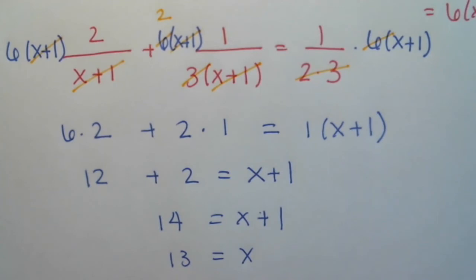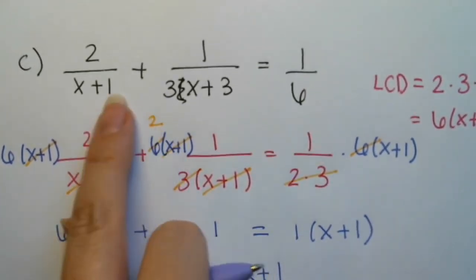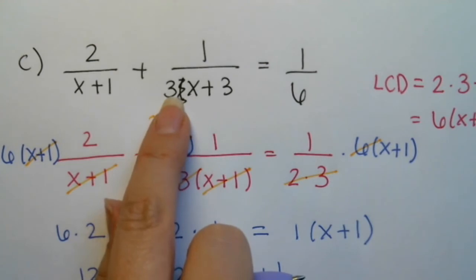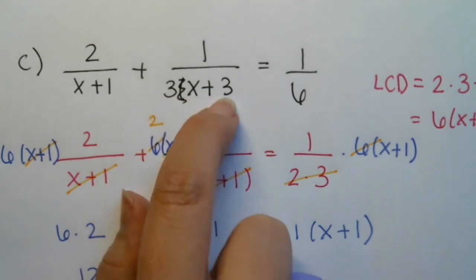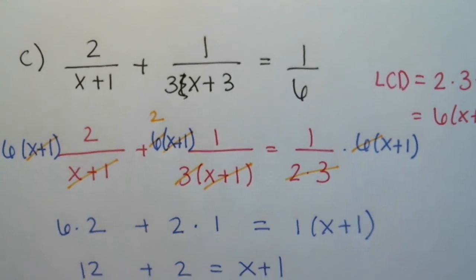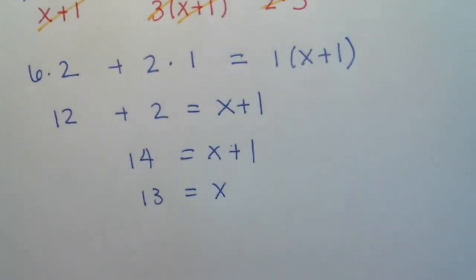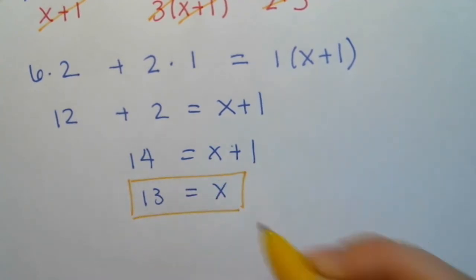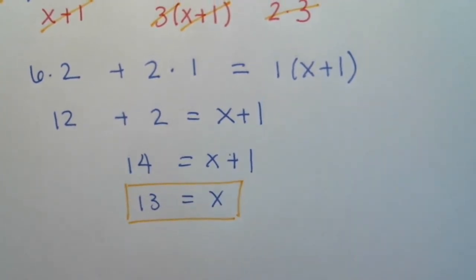Again, we're checking for extraneous solutions. You would get 13 plus 1, or 14, right? 13 times 3, which is 39, plus 3 is 42, still not 0, right? We're only checking to see if the denominator is 0. So this is a good solution. It's not extraneous. Okay.